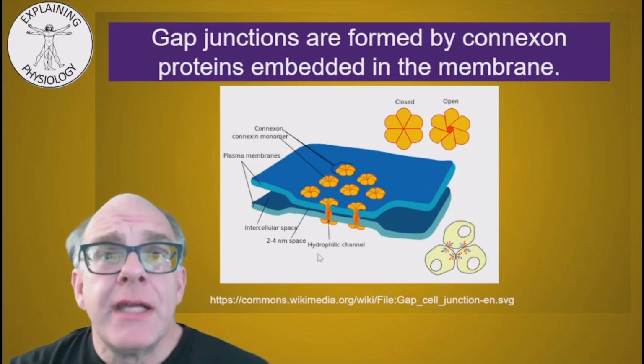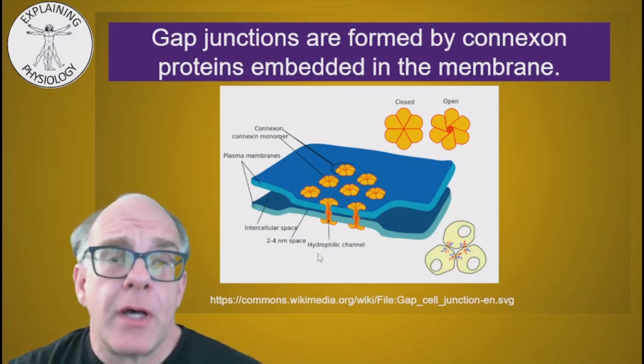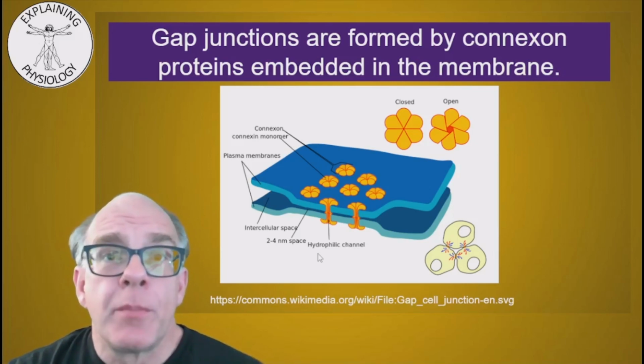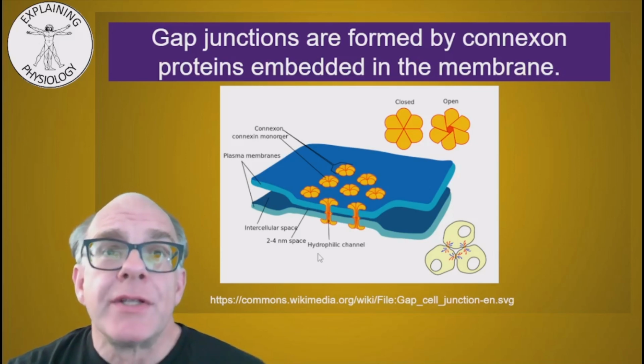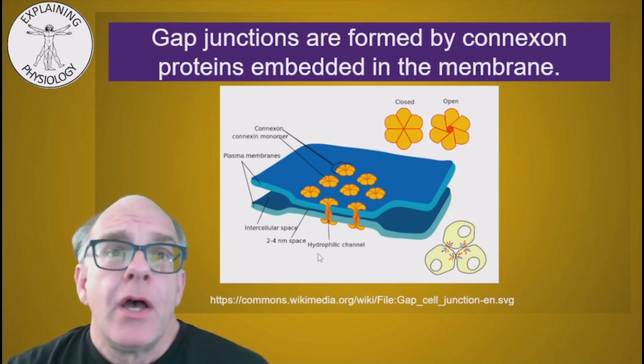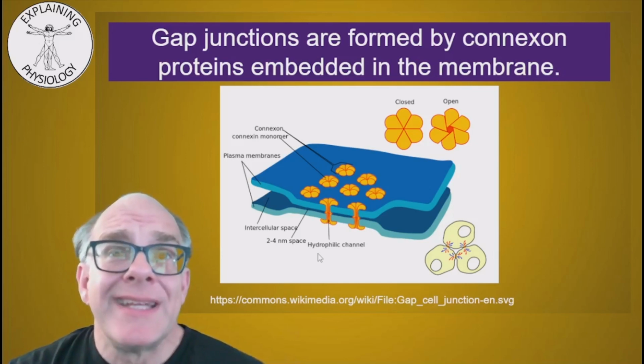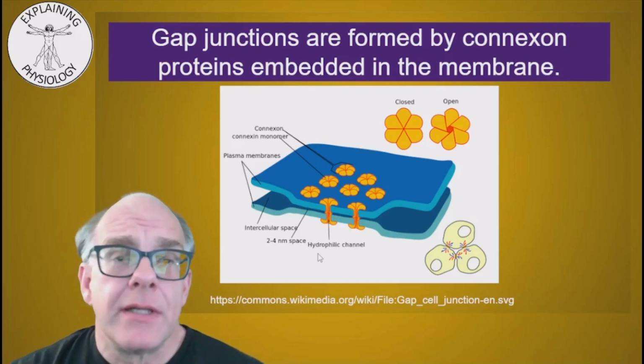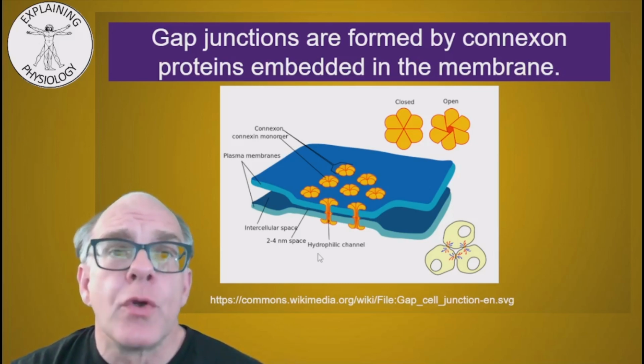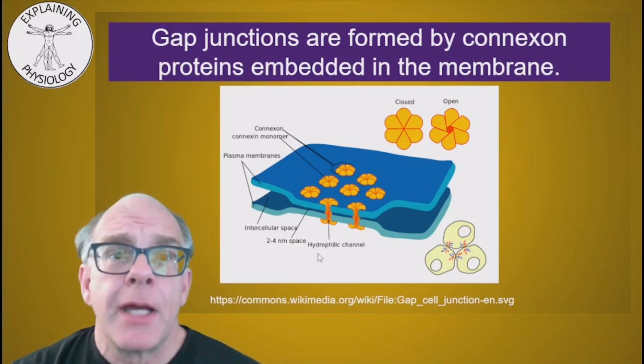And so what we can see is that small molecules, primarily ions, are going to be capable of flowing through these gap junctions, and in doing so, they can spread a change in ion concentration within these cells across a layer of cells or a group of these cells that are joined together by these gap junctions.